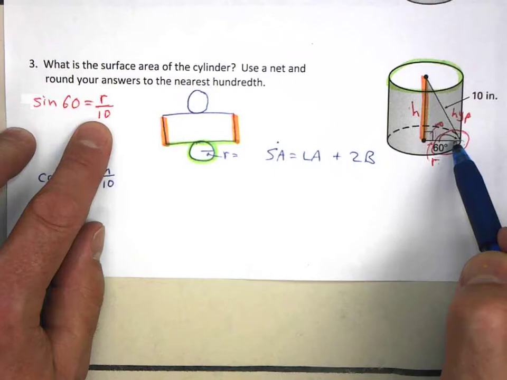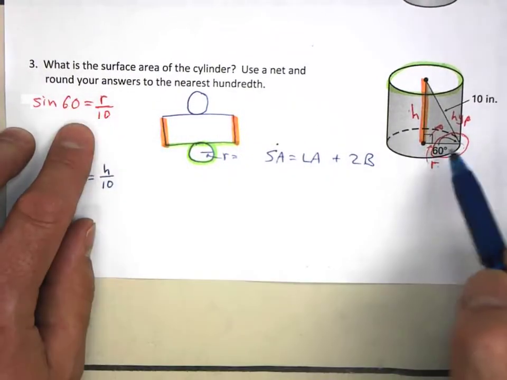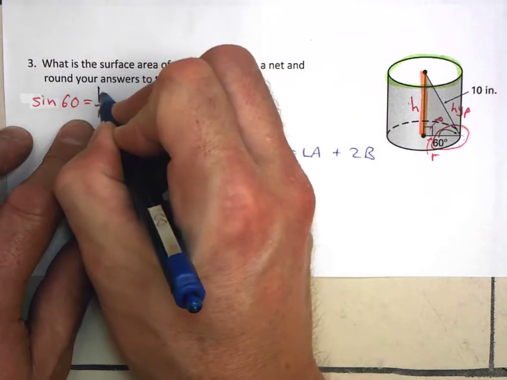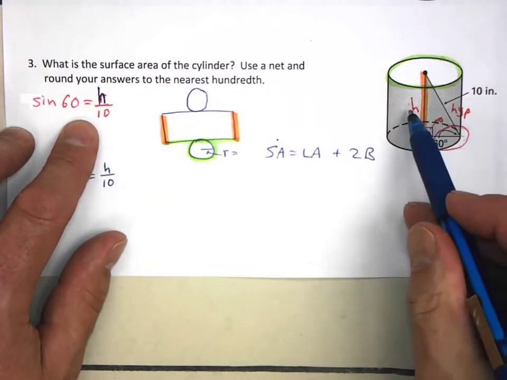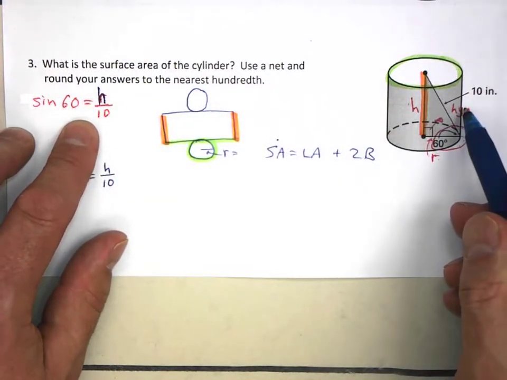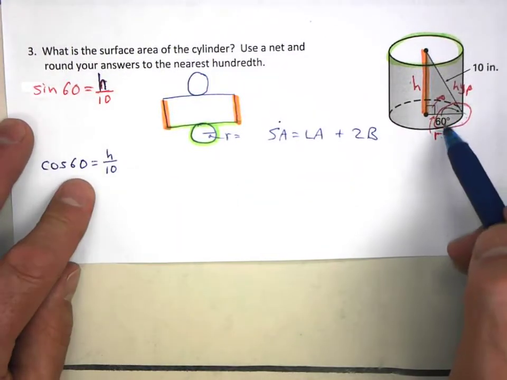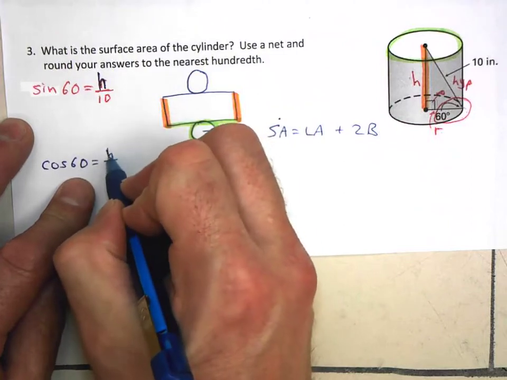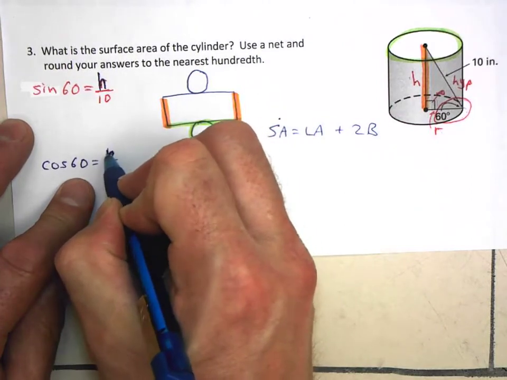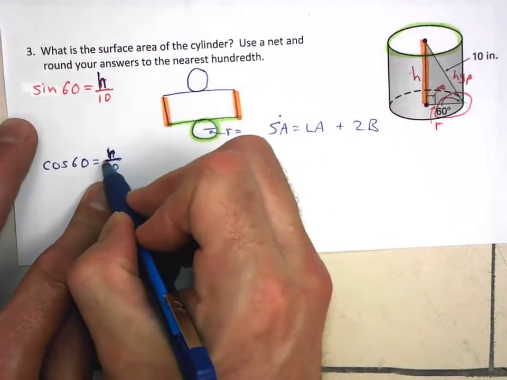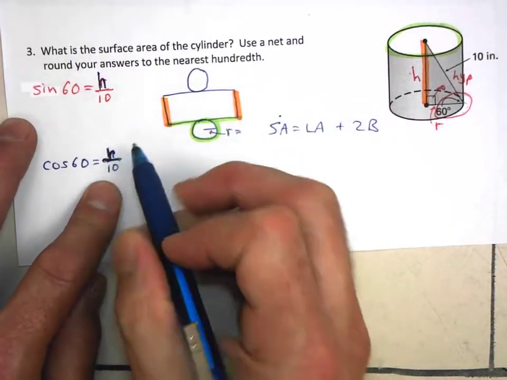So the sine of 60 should be h. Let's make this an h. Okay, it's opposite over hypotenuse. There we go. And then the cosine of 60 is going to be adjacent, which is r. Can't believe I made that mistake. I shouldn't say it. I'm surprised I made a mistake. I make mistakes all the time. Okay, so you guys are not surprised, huh? So this is an r.